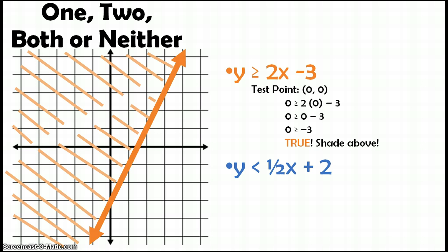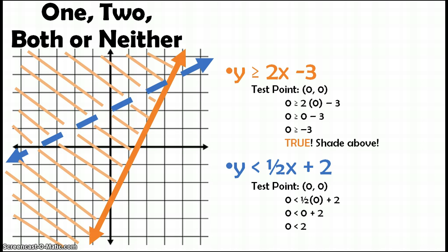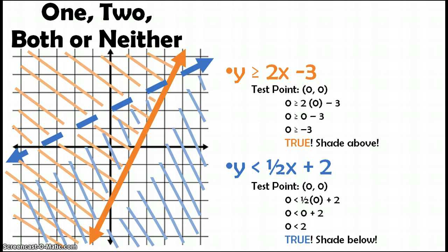Our next equation, we're going to start at positive 2 and go up 1 over 2. It is a dashed line because it's just less than. Again, I'm going to pick a test point of 0, 0. If I put 0 in for x, 0 in for y, 1/2 times 0 is 0, plus 2 is 2. 0 is less than 2. This is also true, so we're going to shade where 0, 0 is, which is below the line.